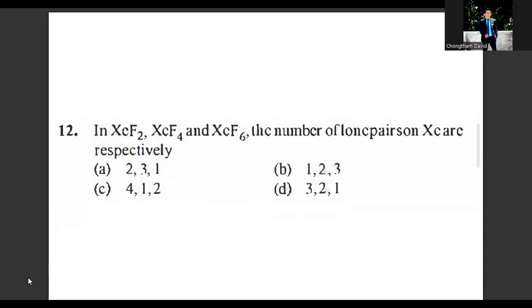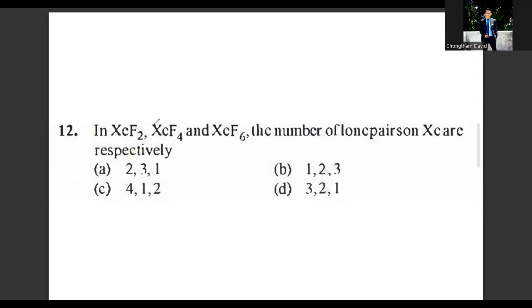Let's read question number 12. In xenon difluoride, xenon tetrafluoride, and xenon hexafluoride, the number of lone pairs on xenon are, respectively. So in xenon difluoride, the total number of valence electrons of xenon would be 8, and 2 electrons are shared with 2 fluorine atoms, 6 electrons left, hence 3 lone pairs would be present.